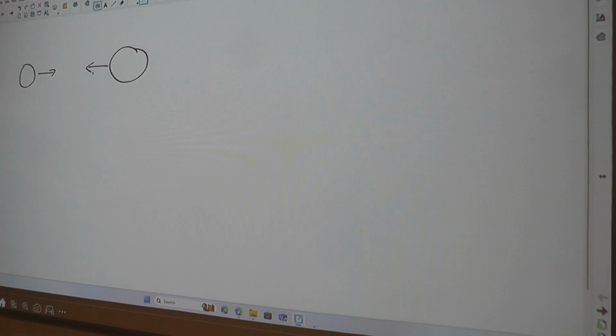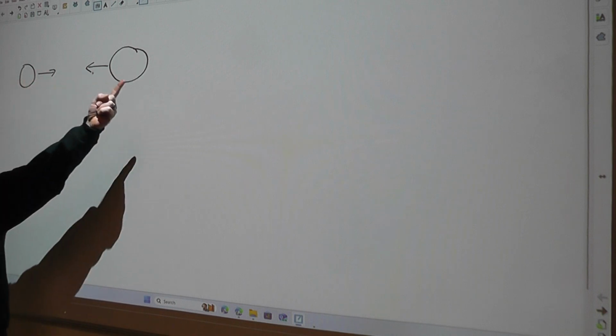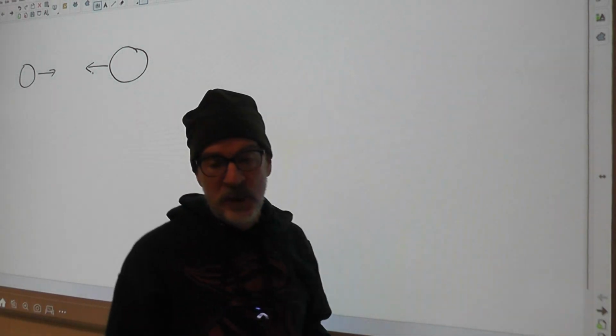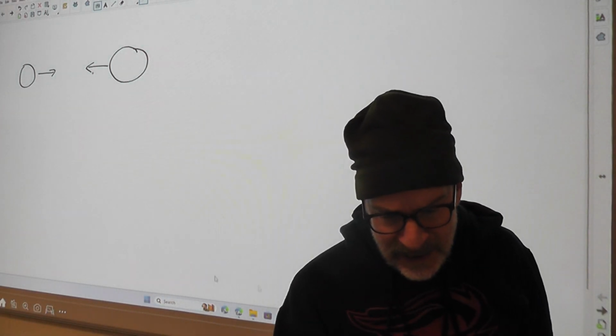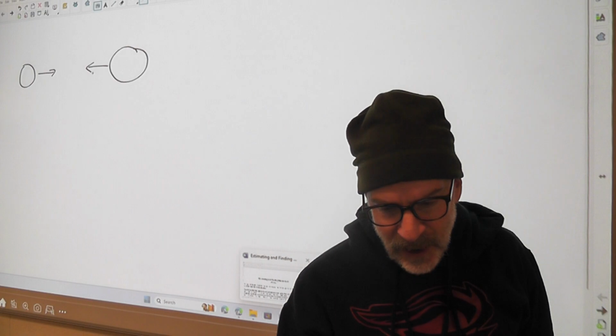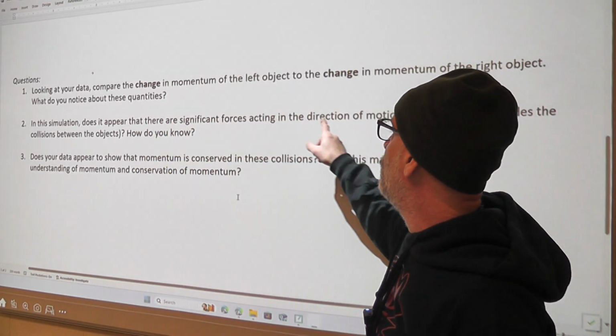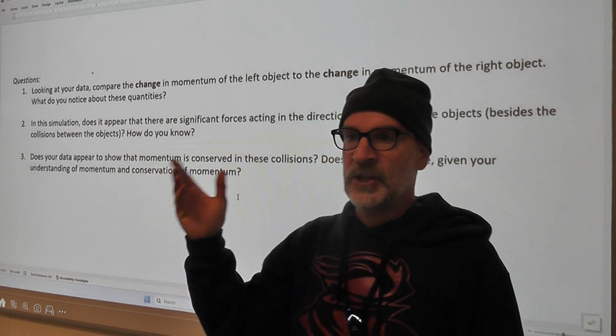So maybe there are forces, maybe there aren't, it doesn't matter. We don't know anything about them, but we can safely ignore them because we know they sum to zero the entire time the simulation is running. The second question is, what about forces in this direction? And some of you are like, well, yeah, there's a significant force when they bonk into each other, but what the question is asking is, are there significant forces besides the collision itself?